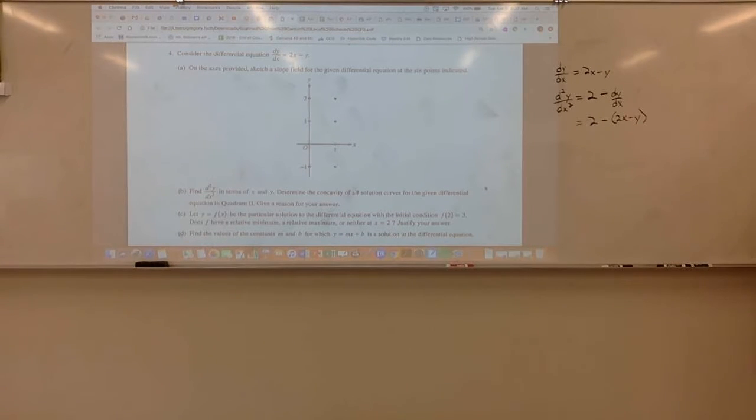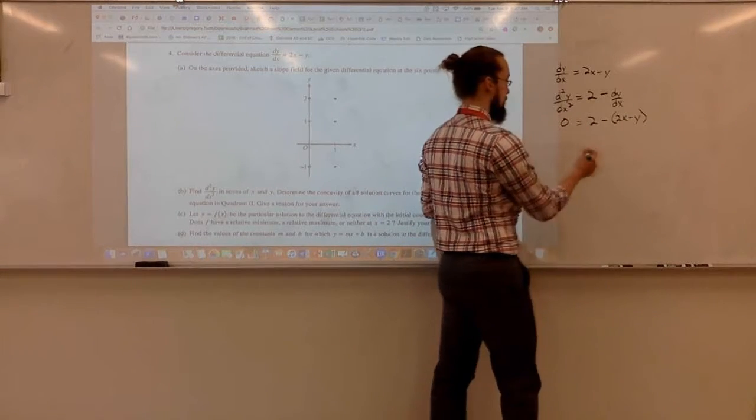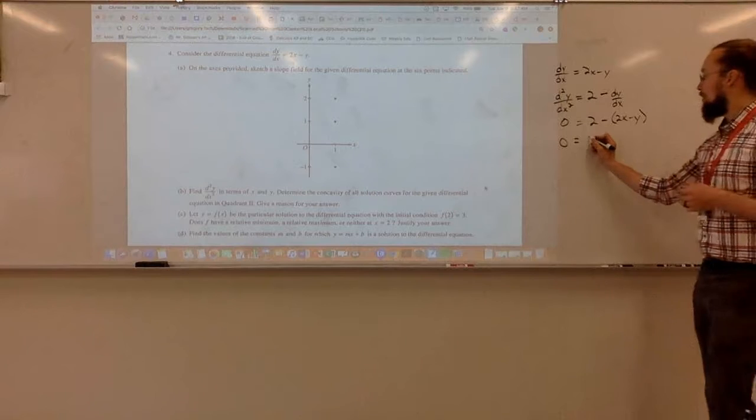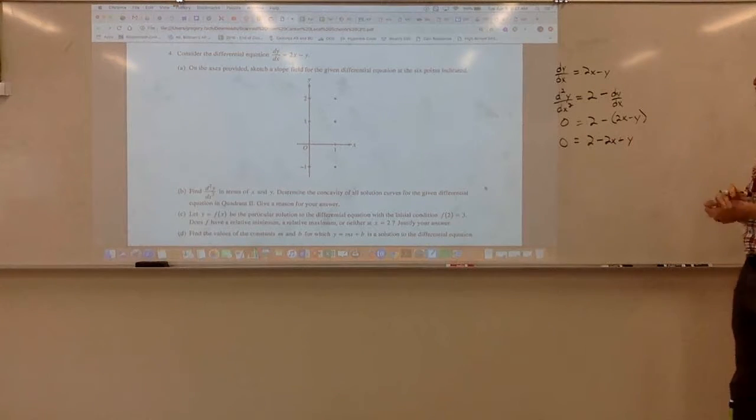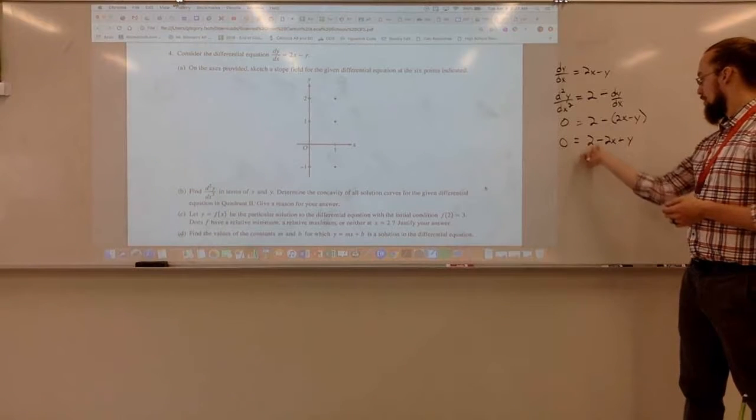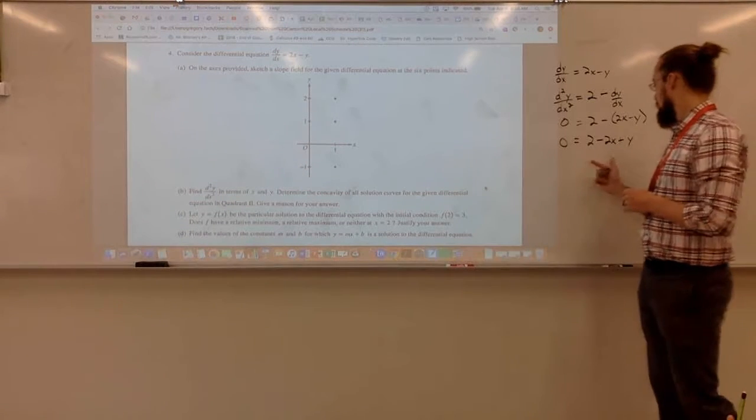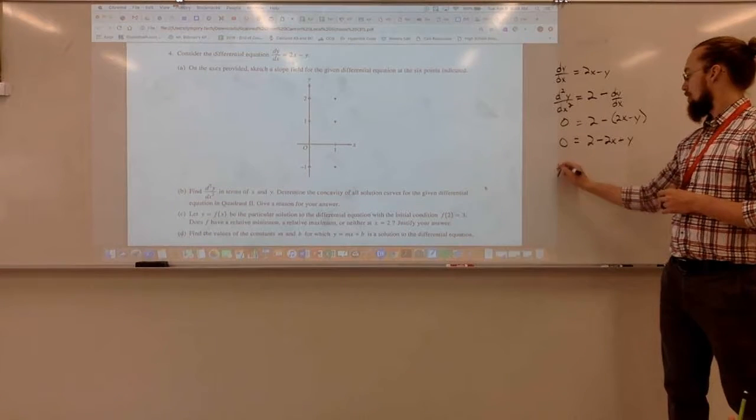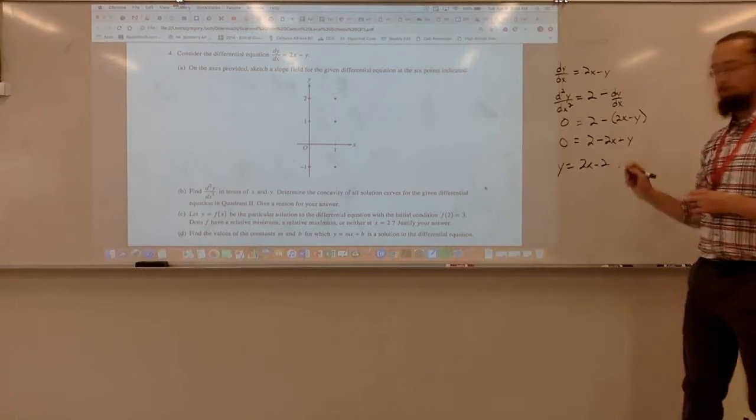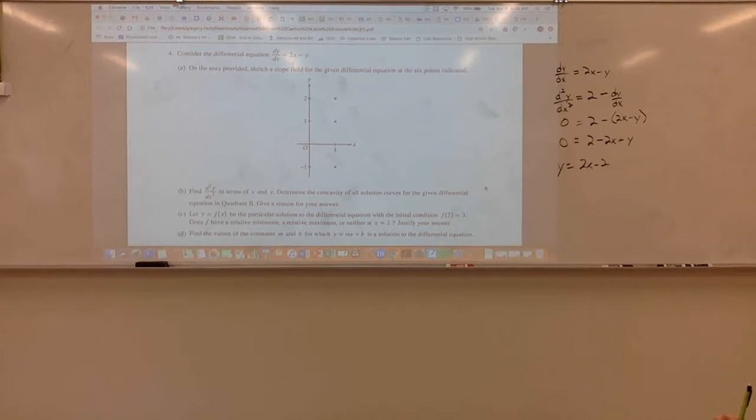And yeah, so we want to set this equal to 0 and figure out what's going on here. Right? So we'll have 2 minus 2x plus y. We could take the 2 and the 2x over and say y equals 2x minus 2, if we set that equal to 0. So what does that tell us then, once we set the second derivative equal to 0? And this is in the second part.